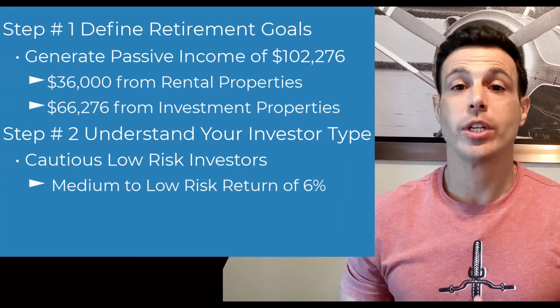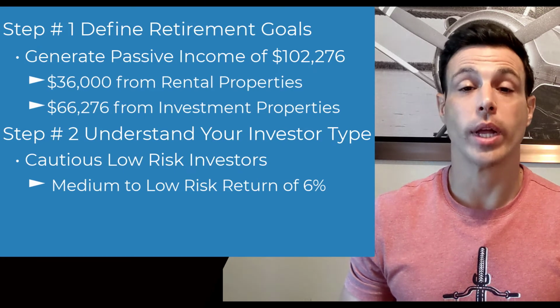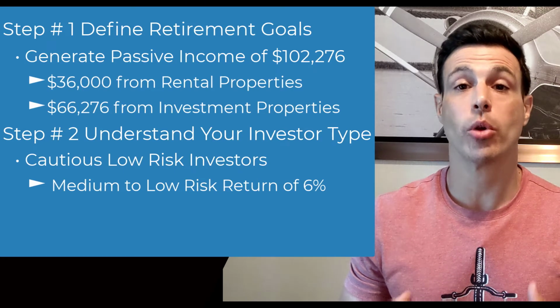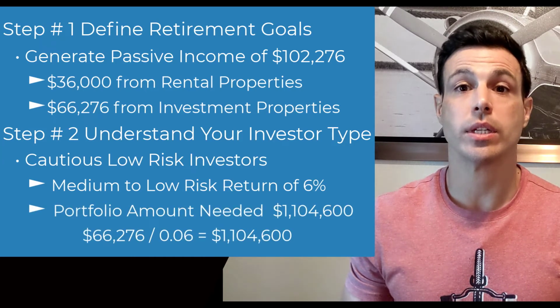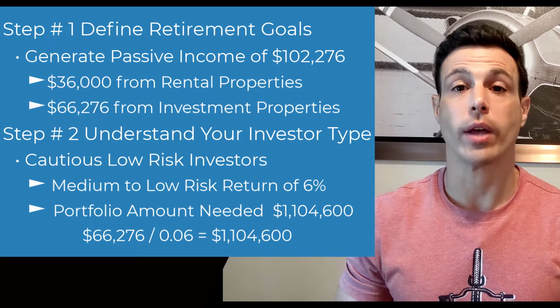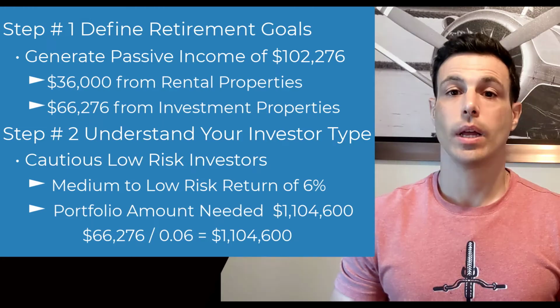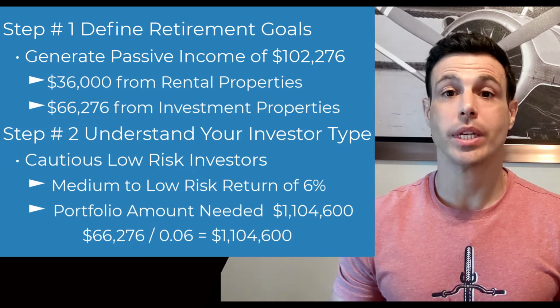So now that we have an expected return, we can calculate the portfolio amount required to generate the $66,276 per year in passive income. And we do this by simply dividing the $66,276 by 6%, which is $1,104,600.